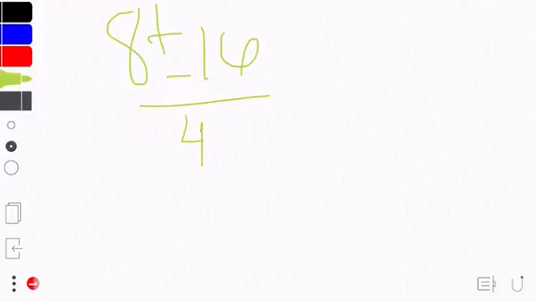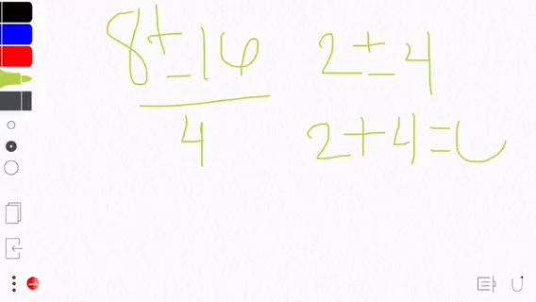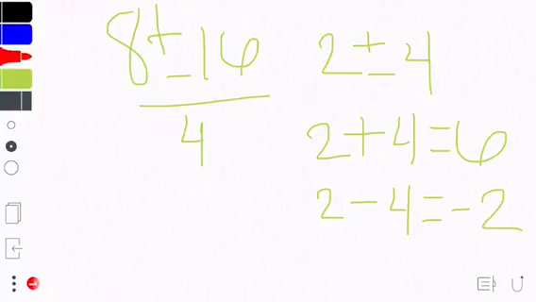This simplifies to 2 plus or minus 4. 2 plus 4 equals 6. 2 minus 4 equals negative 2. And those are your two x's.